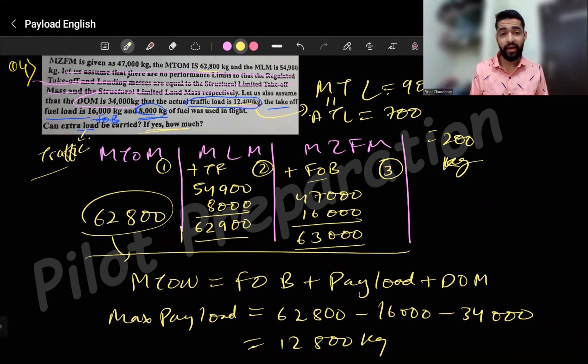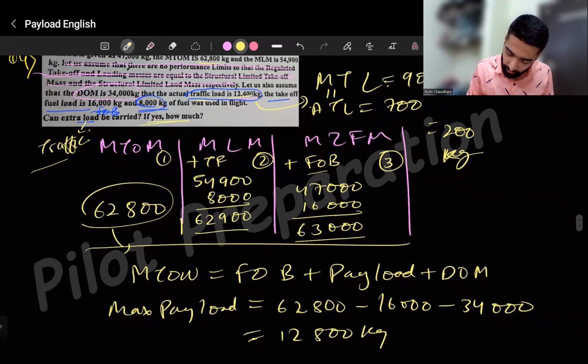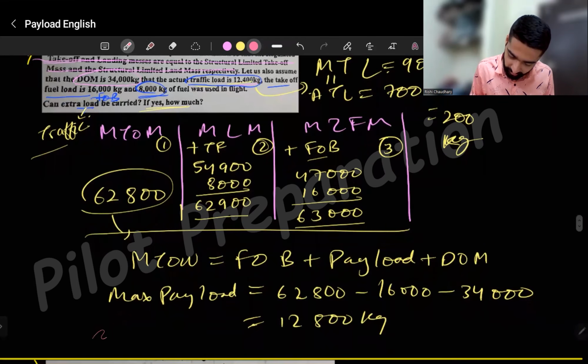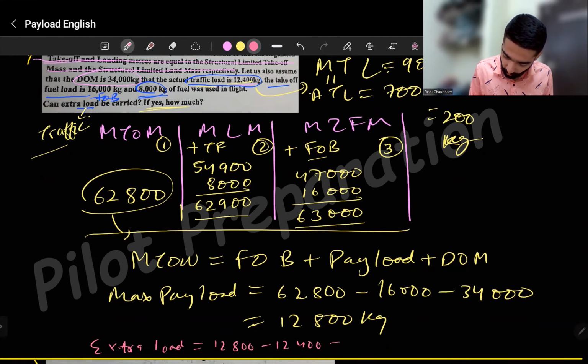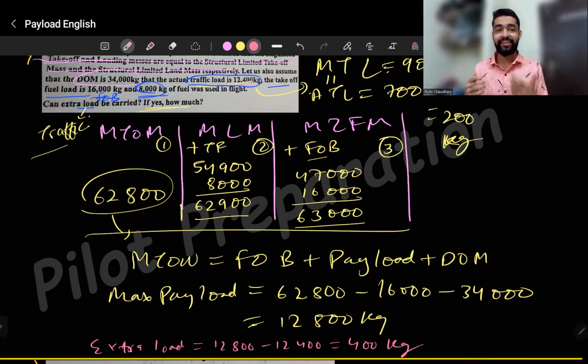So what will be my answer? My extra load will be 12,800 minus 12,400. So that is 400 kg. This is the extra load which I can carry in my aircraft. This was again a very good question.